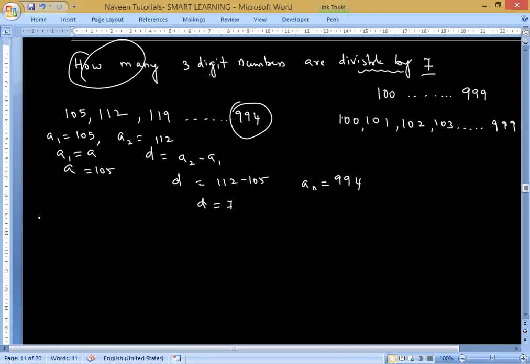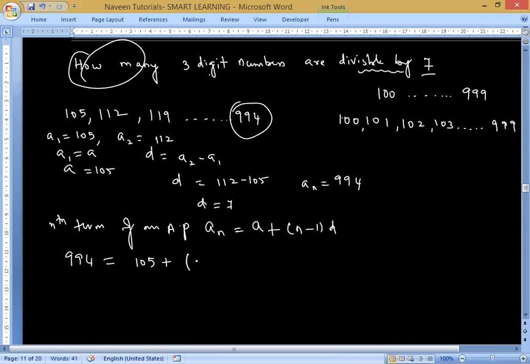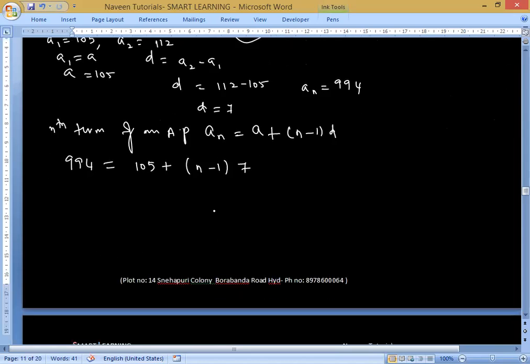So I'll use the formula. What is the formula for the nth term of an AP? The nth term of an AP, AN is equal to A plus N minus 1 into D. So AN is 994, equal to A which is 105, plus N minus 1, where N is unknown, and D is 7. Then I'll move this 105 outside. So 994 minus 105 is equal to N minus 1 into 7.